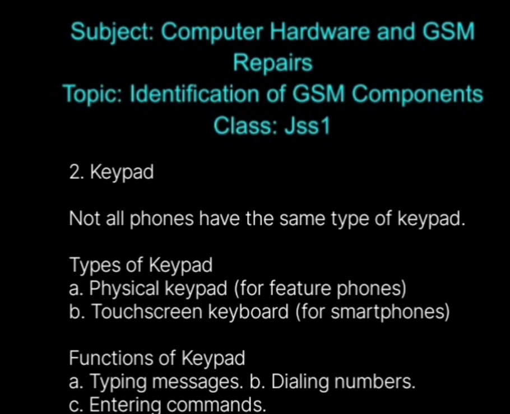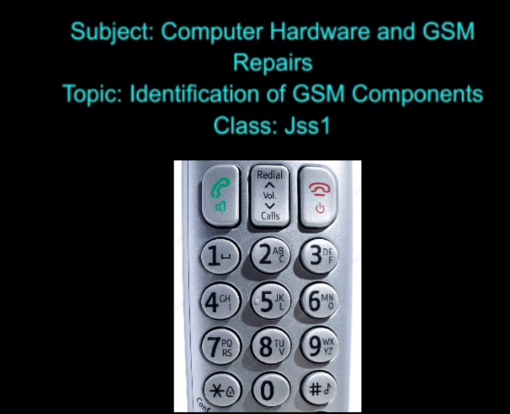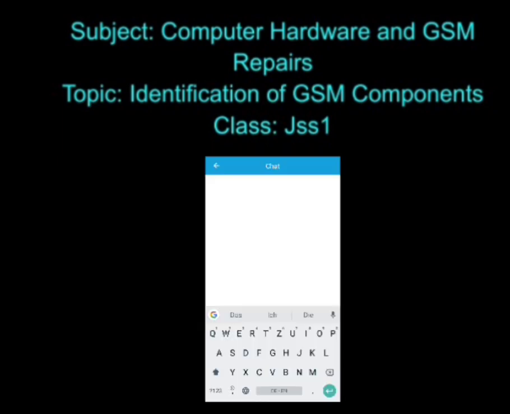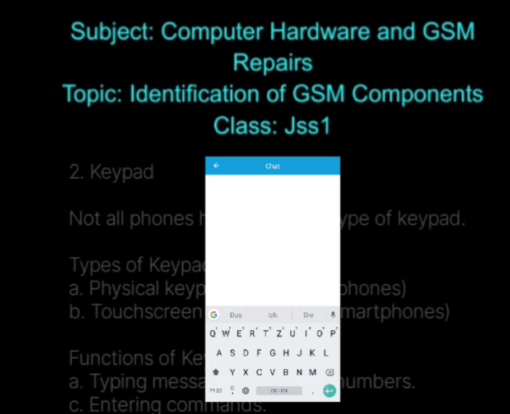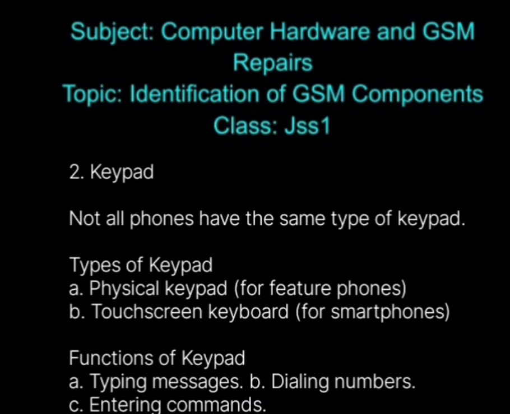Your feature phones use a physical keypad. Those are the ones that we can type on physically, and the touch screen keypad are the ones that appear on the screen whenever you switch on your phone. It's not physical, so you cannot touch it in the same way. For the physical keypad, even when your phone is not on, you can see them and you can actually touch them. The functions of this keypad: we use them to type messages, to dial numbers and make phone calls, and to enter commands or instructions. Those are the functions of keypads.